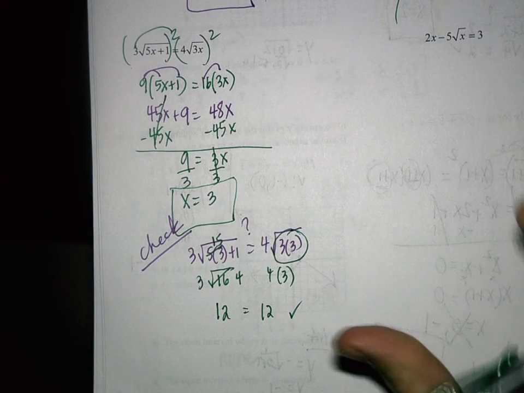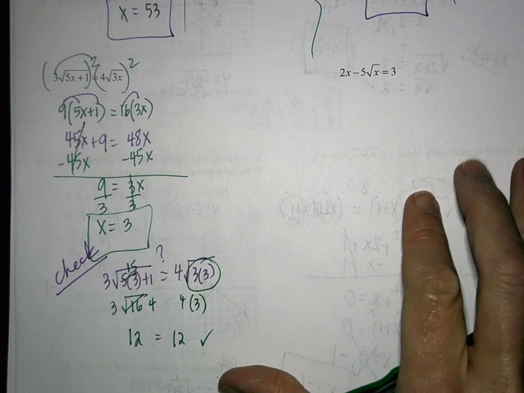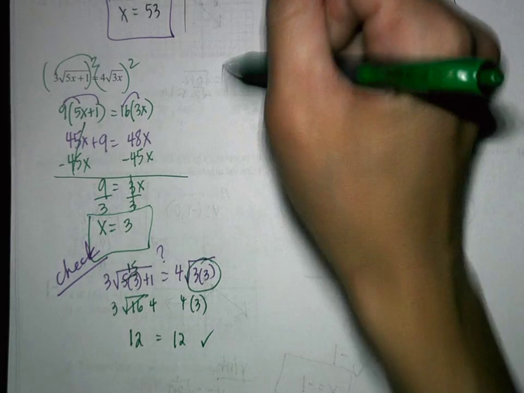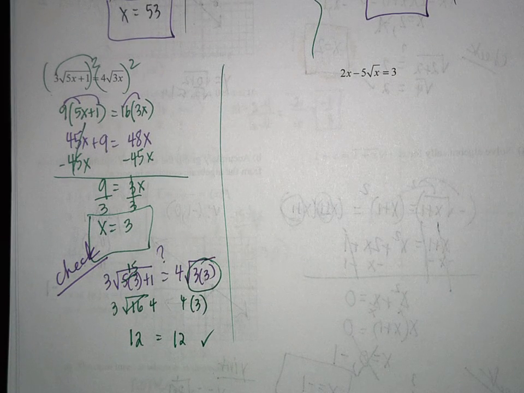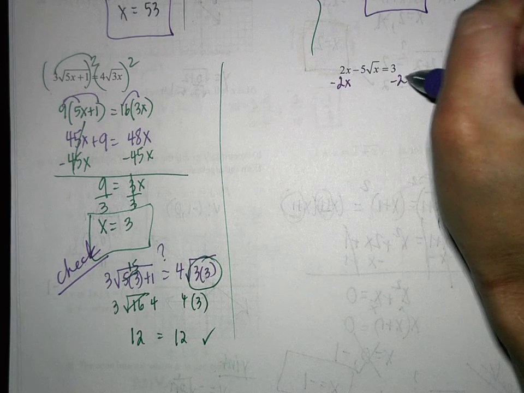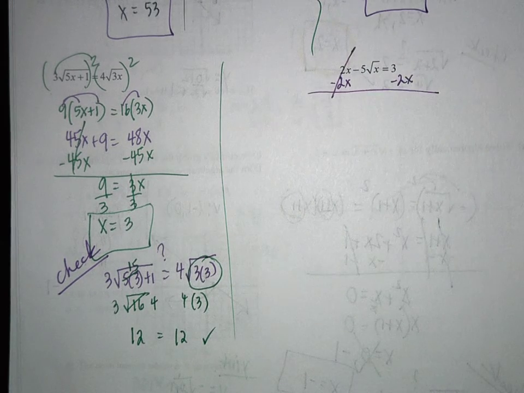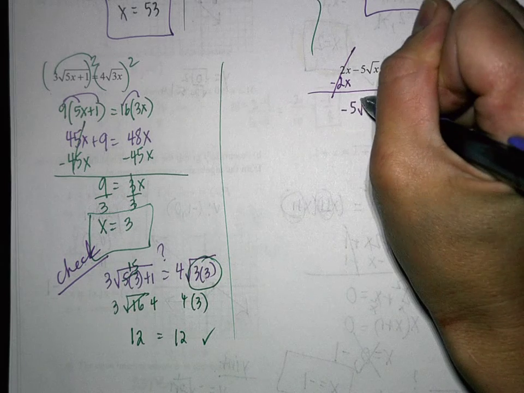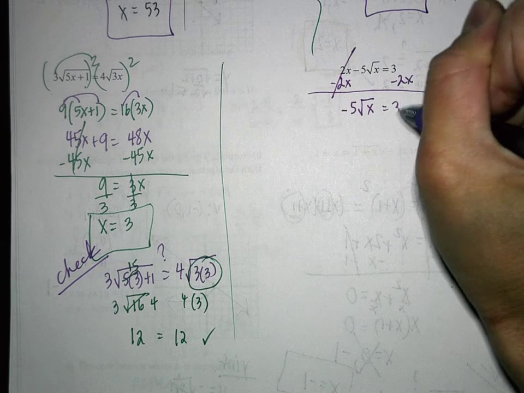Okay, last problem, and this one is more complicated. There are multiple ways of doing this one. The easiest thing to start off with is trying to get the root by itself. So I'm going to subtract 2x to both sides. When I do that, I get negative 5 root x equals 3 minus 2x.